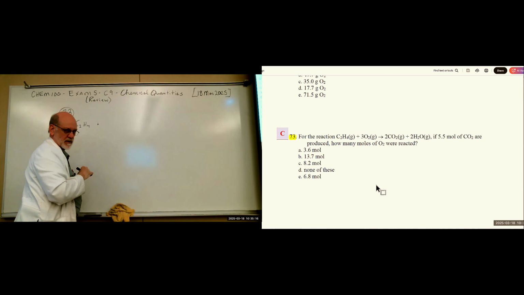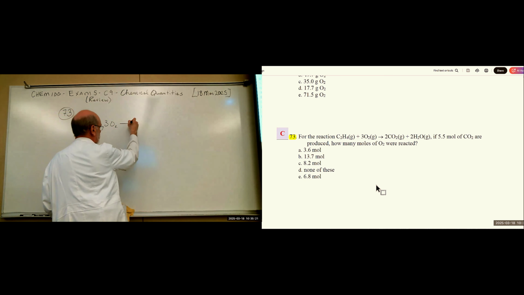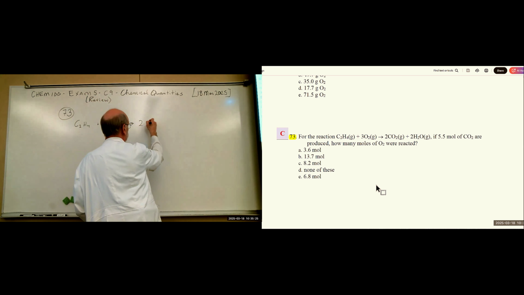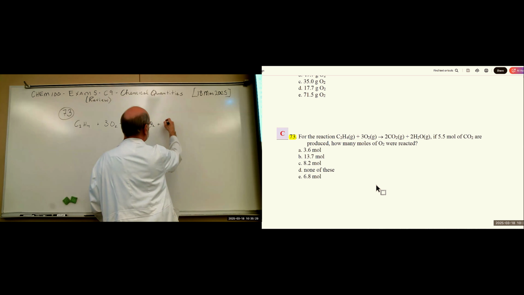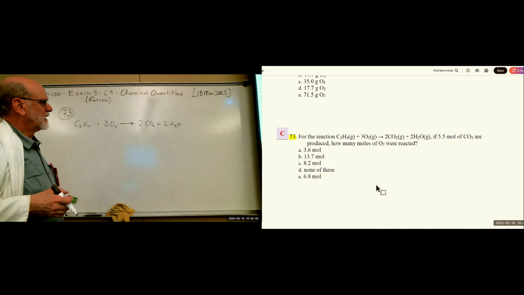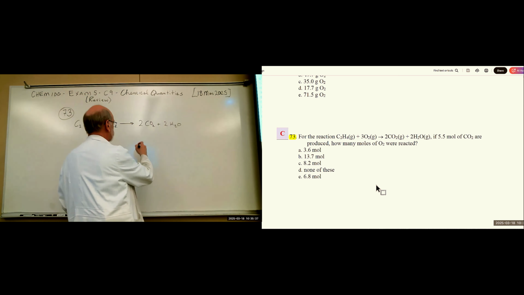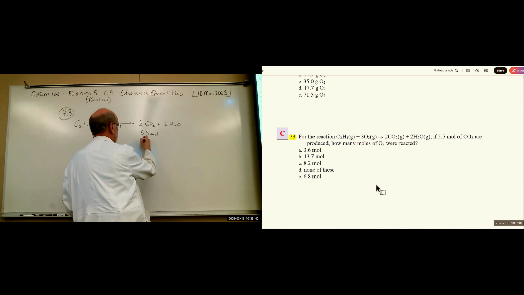C2H4 plus 3 oxygen. And I'm leaving out the gas because all of them are gases. And 2 water. 5.5 moles of carbon dioxide produced. 5.5 moles produced.